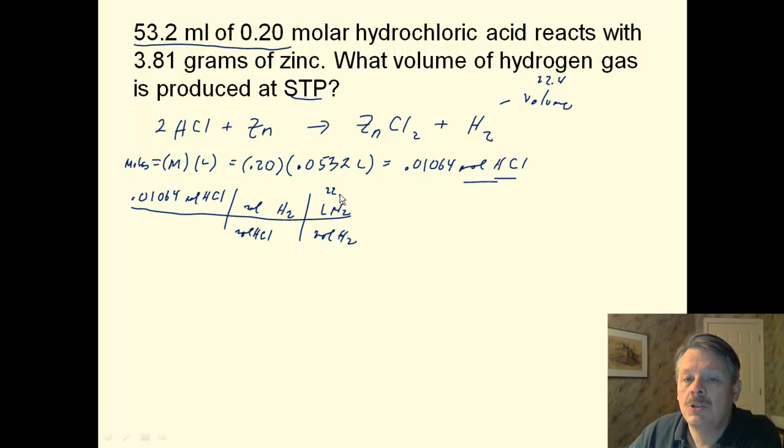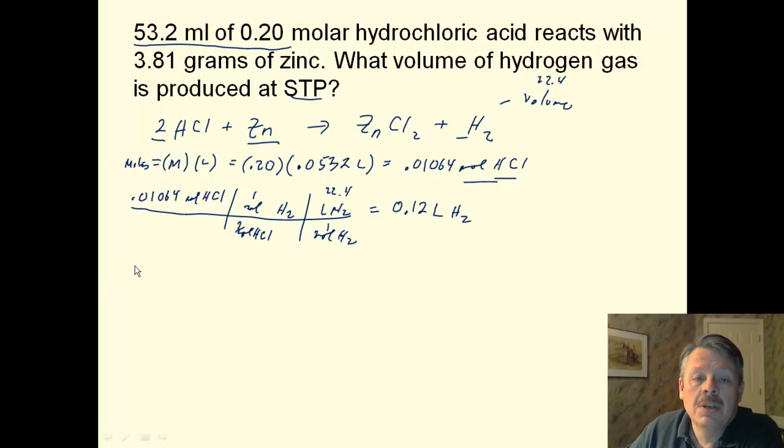So that's 22.4 liters in 1 mole. And my moles of HCl are 2, and my moles of hydrogen are 1. Right? So I multiply that out, and I get 0.12 liters of H2. Now, we're not done, because we still have to do exactly the same thing for zinc.